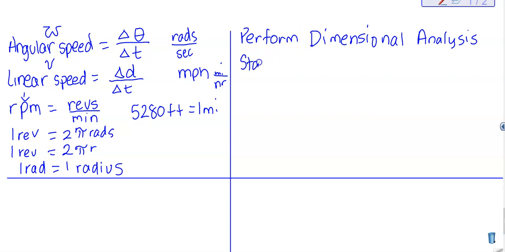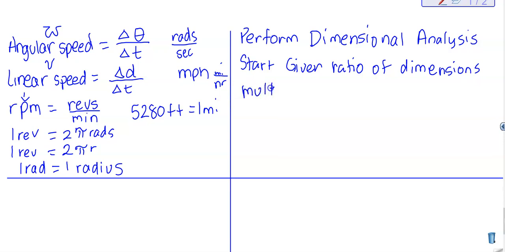So you start with a given ratio of some sort of dimension. Usually it's like some dimension over time or something like that. So a ratio of dimensions, or units, if you'd rather. Like, for example, 5 miles per hour. And you're going to multiply times one as many times as you have to convert to the desired ratio of dimensions.